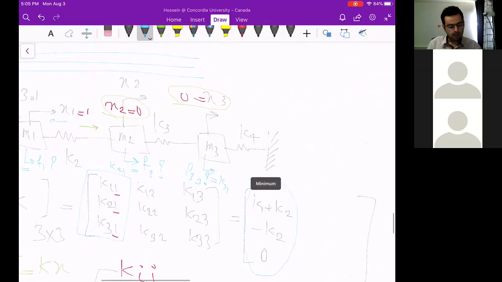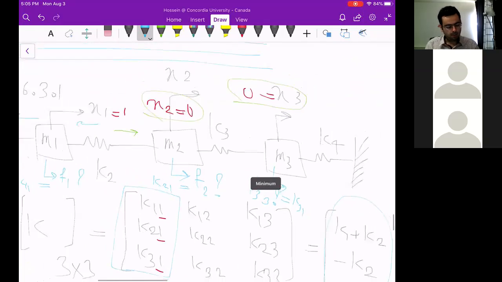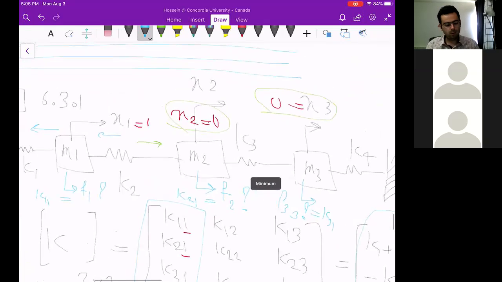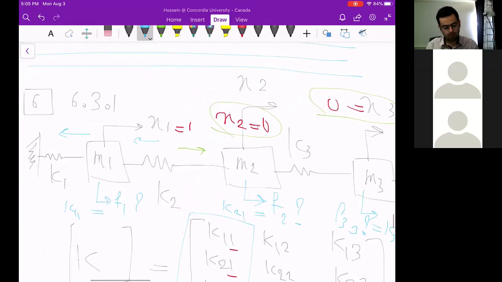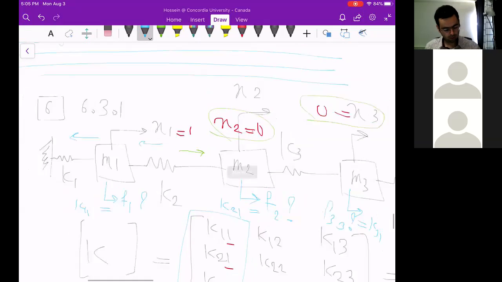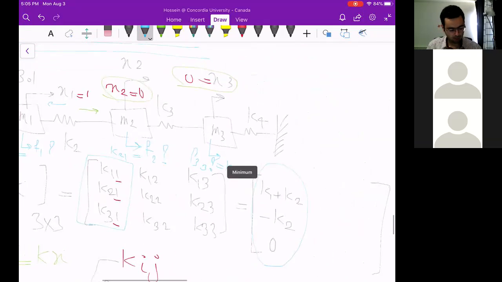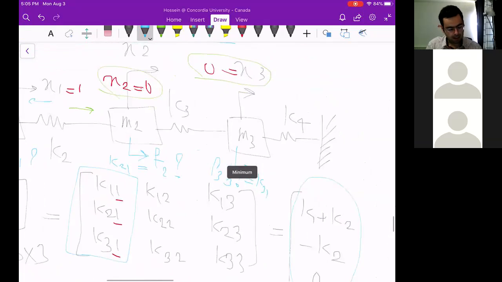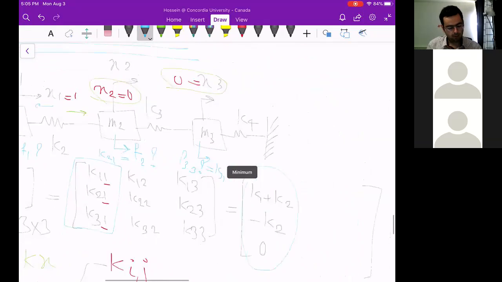K21 means the force at mass 2 when there is a unit displacement at mass 1, while we have to make sure displacement at 2 is 0. And since K2 is opposing the motion to the left, there should be a reaction force to the right. So you have to say minus K2. And once M2 is stationary, M3 would be stationary.